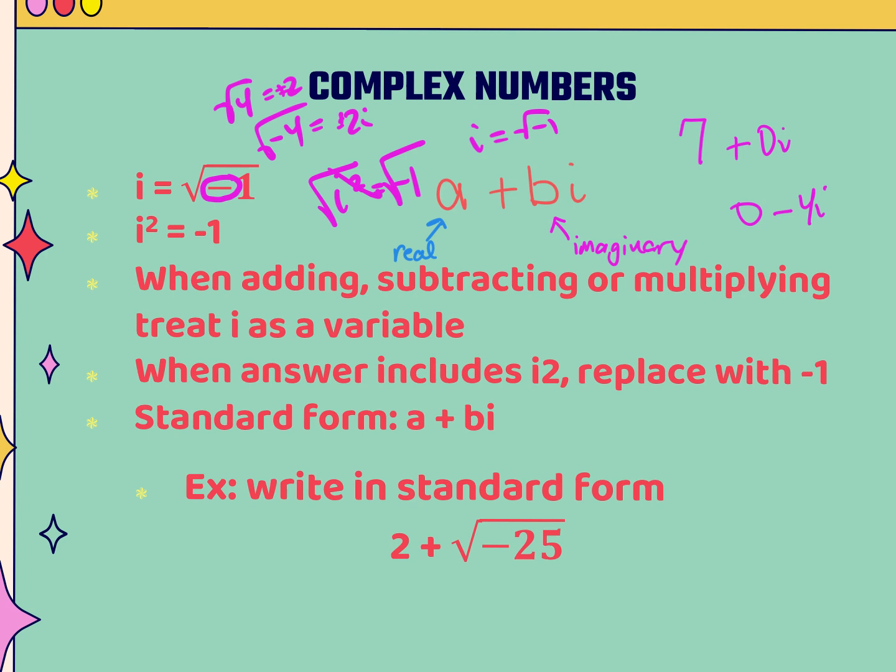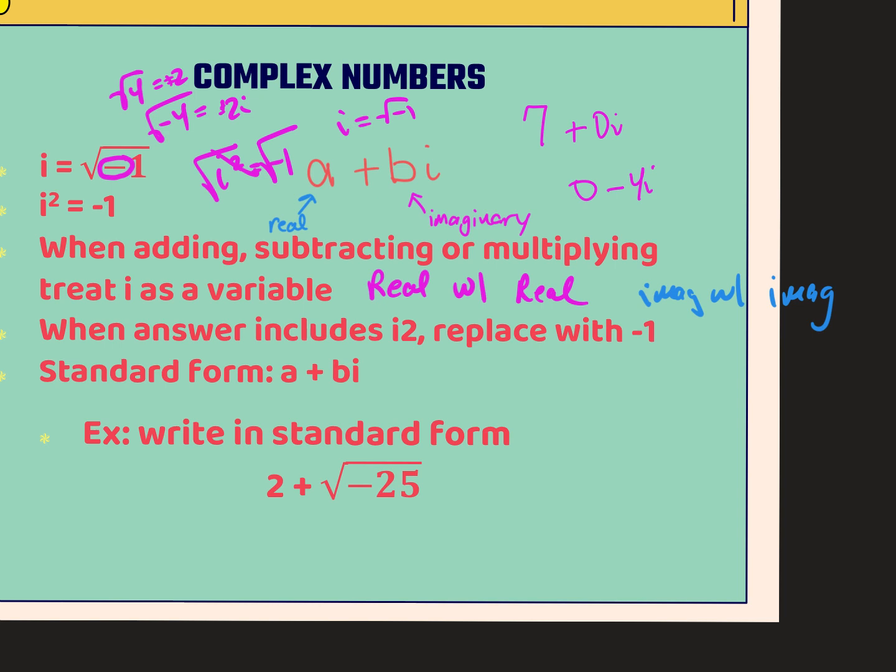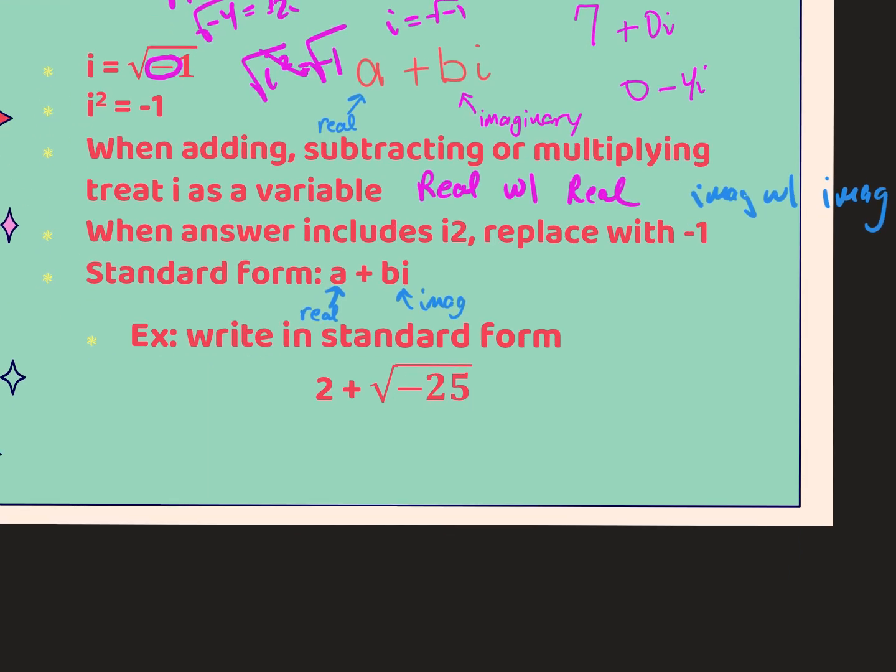When you're adding, subtracting, and multiplying, guys, treat I as a variable. We're going to combine like terms. Real, I always say this, real with real. And then you keep imaginary with what? Imaginary with imaginary, right? That's the best way to think of it. Real stays with real, imaginary stays with imaginary. And here is the standard form. A is your real part, and the BI is your imaginary part. The real part always goes first. Does everybody understand that? So if you look at this, why is this written in standard form? Because the real part is first and the imaginary part is second.